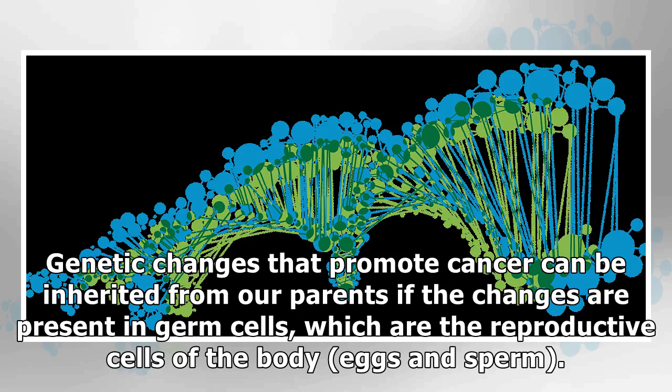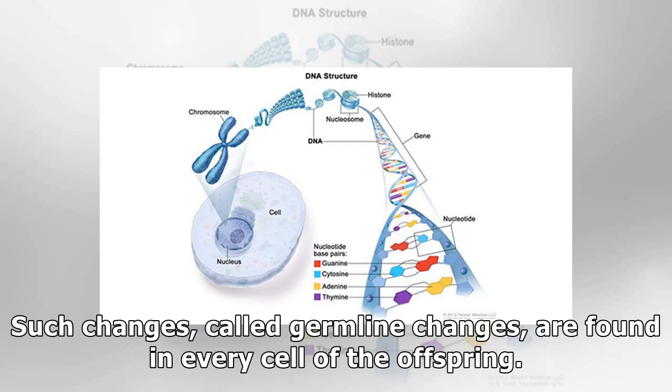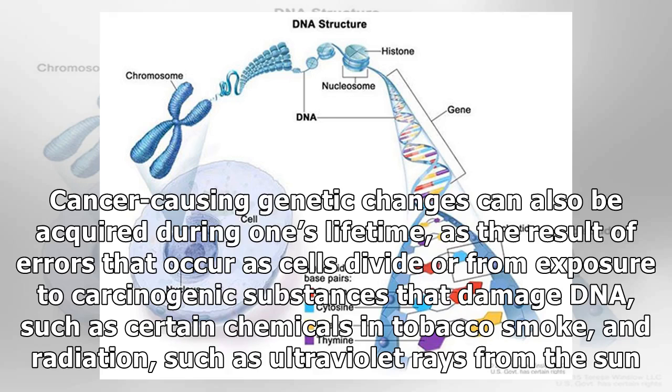Genetic changes that promote cancer can be inherited from our parents if the changes are present in germ cells, which are the reproductive cells of the body, eggs and sperm. Such changes, called germline changes, are found in every cell of the offspring.